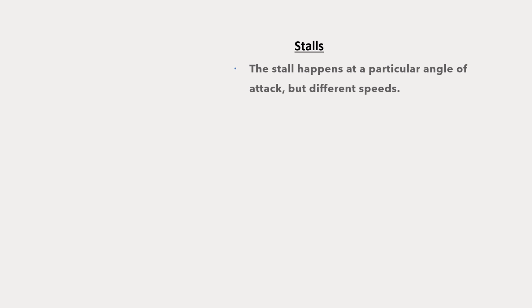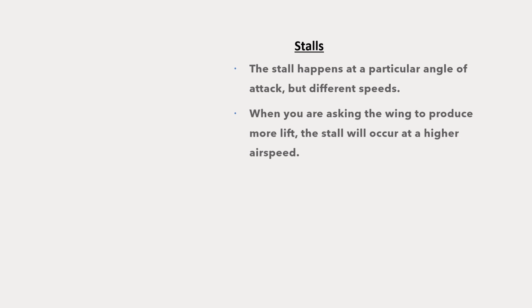Stalls always happen at a particular angle of attack, which we call the critical angle of attack, but they can occur at different speeds. Basically, anytime you're asking the wing to produce more lift, the stall will occur at a higher airspeed. There are a couple of reasons why you may be asking the wing to produce more lift. One of them is if you put more weight in the aircraft, then the wing has to generate more lift to support it.